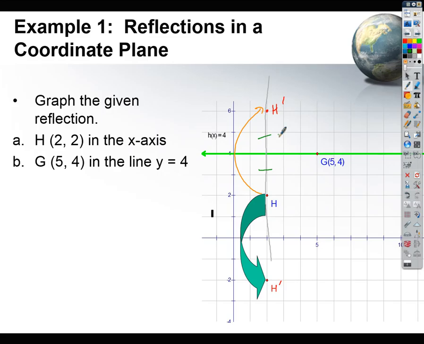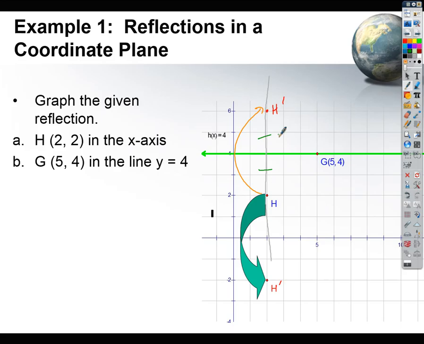Yes, Emma? Could you do reflection over a diagonal line? You can. You can do reflection over any line. It gets a little more complicated if you do reflections over diagonal lines, but you can. So, the points like H, it'll always be on the same.